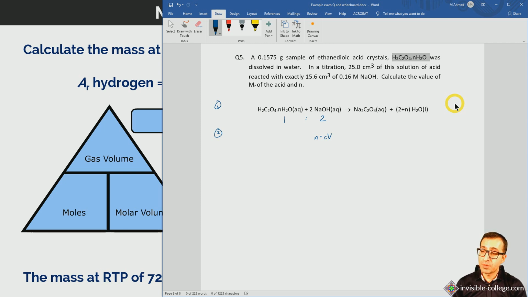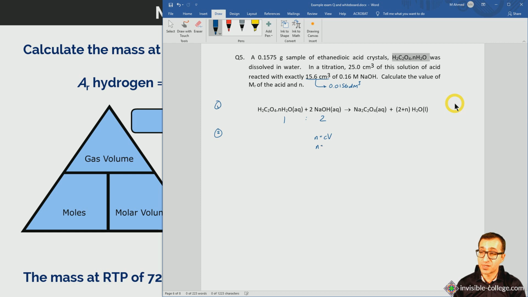The first thing that we need to do, though, is be aware that the volume is being given in centimeters cubed, and the volume that you put into this equation should always be in decimeters cubed, unless you have a reason to do otherwise. If there are 1,000 centimeters cubed in every decimeter cubed, then to convert this into decimeters cubed, we need to divide by 1,000. So this volume is 0.015 decimeters cubed.